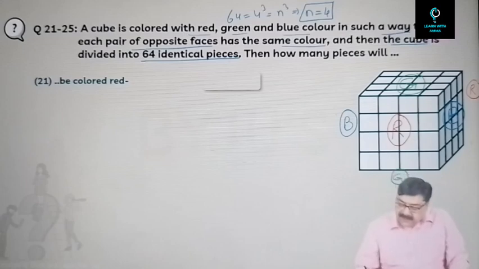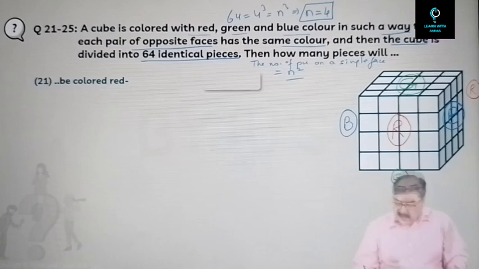Now you see, this front face and the back face consist of those pieces which are colored red. And the number of pieces on a single face shall always be n square. Obviously, one face of a cube is a square. Each face of a cube is a square, and how do you find out the area of a square? Well, it is n square, or call it a square, or call it x square. So on this face, total 16. So 16 in the front, 16 at the back, we will have 16 into 2, that is 32 pieces which will be colored red.